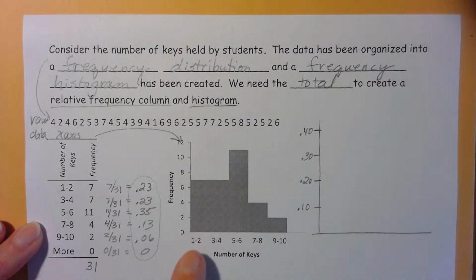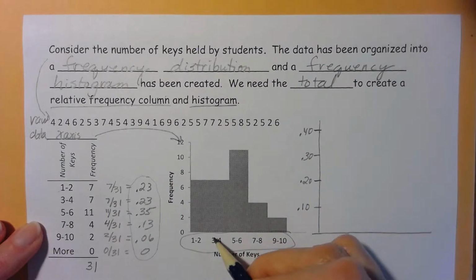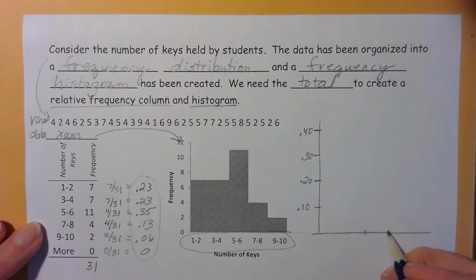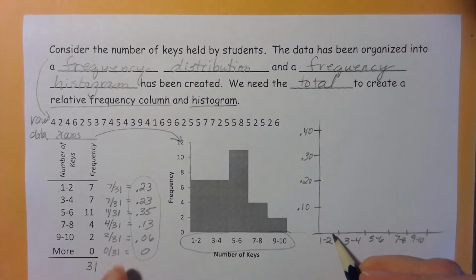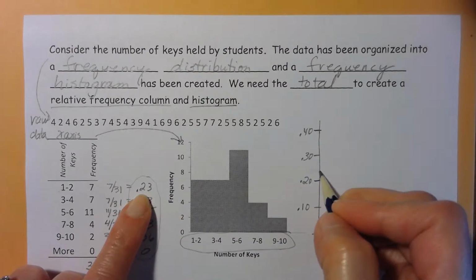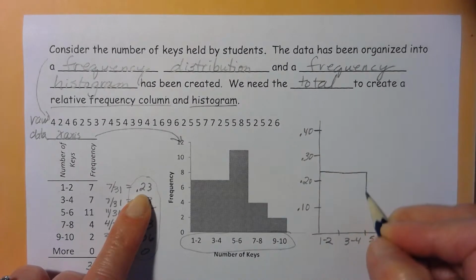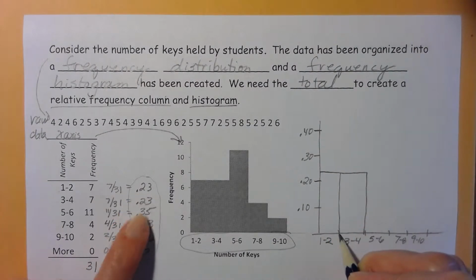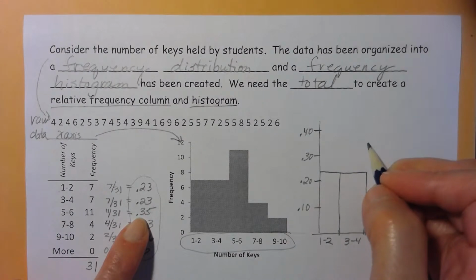Along my x-axis, again, this is just going to carry over. So I've got 5 different classes here: 1 to 2, 3 to 4, 5 to 6, 7 to 8, 9 to 10, and then beyond. Okay, so we had a relative frequency of, now when I look at this, this is 0.23. I'm going to label that about right here, and that was the same for the second one, so I've got my 2 columns here. The next one was up to 0.35, so that would be up to here.